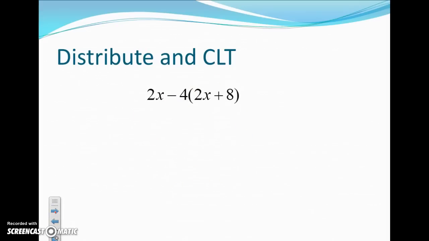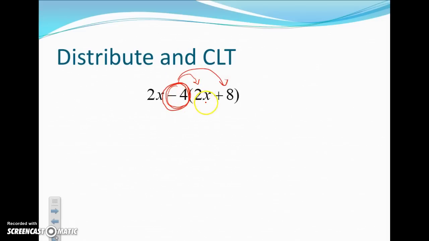Okay? This time, let's do this. 2x minus 4 times 2x plus 8. In this case, same thing. We have to distribute the number that is attached to the parentheses, which is 4. But do I distribute 4 or negative 4? I know this is minus, but we can consider this as a negative 4. And we have to distribute the negative to both 2x and 8.